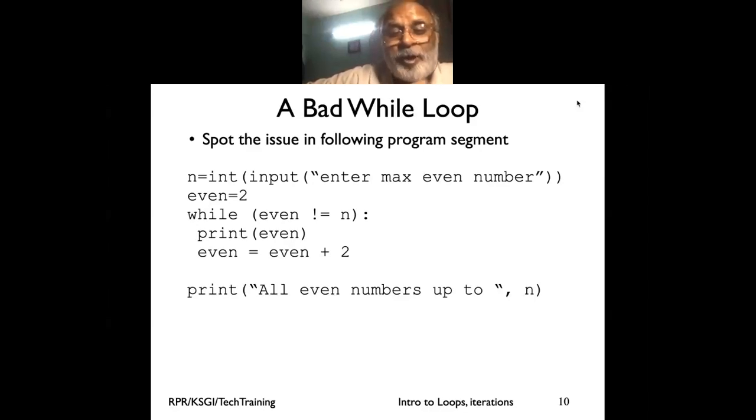I want to tell you what is a bad example. How do you do bad programming? What if I enter 11? What would happen?